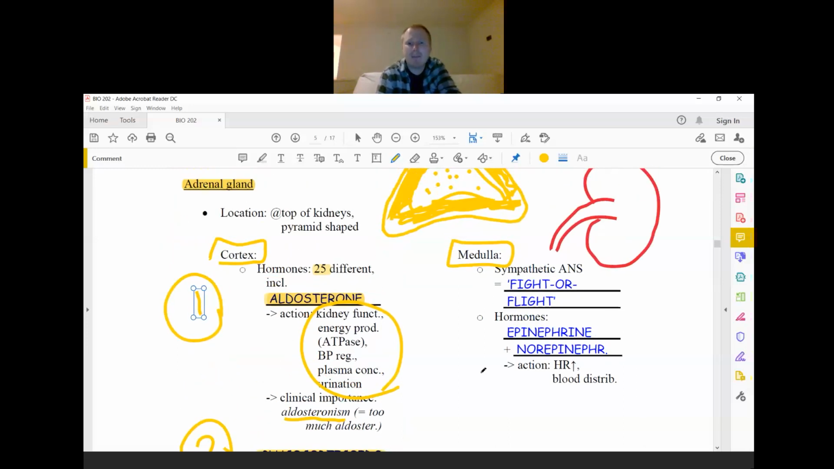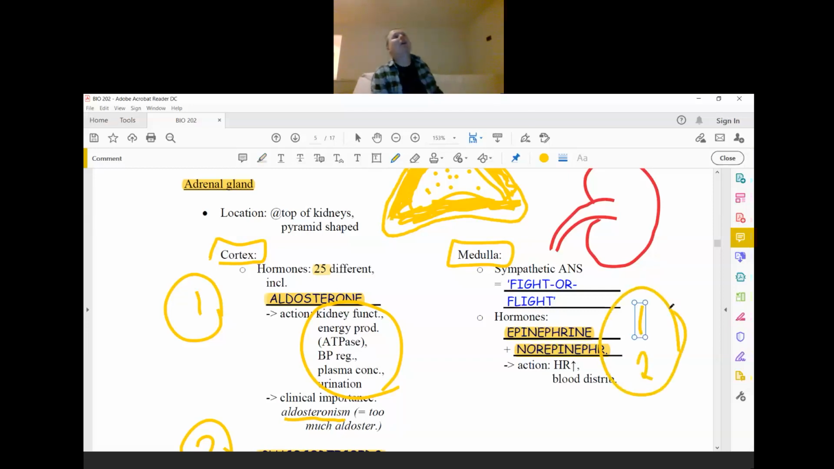In terms of the hormones from the medulla of the adrenal gland, there are really two that I want to highlight, epinephrine and norepinephrine. What these two do, again, you can think of responses at the time of stress.